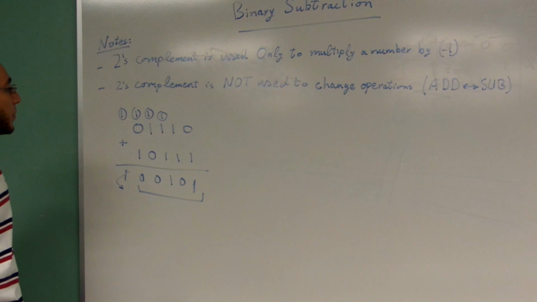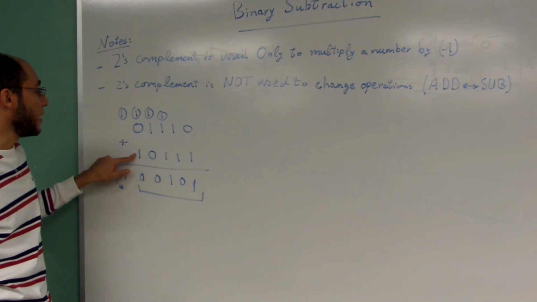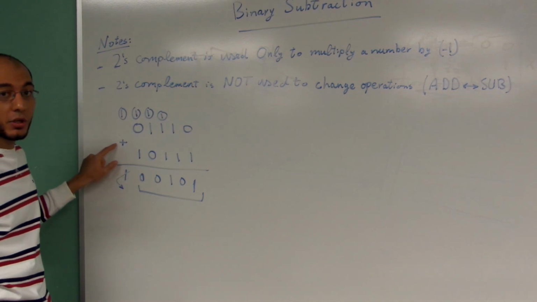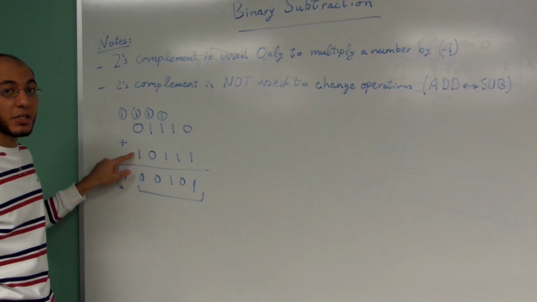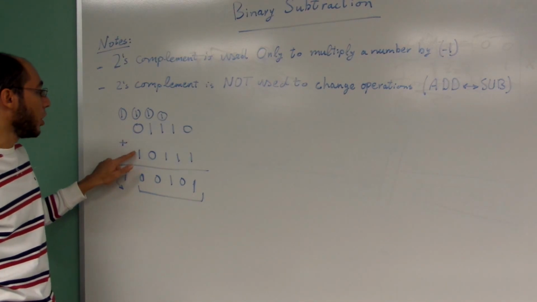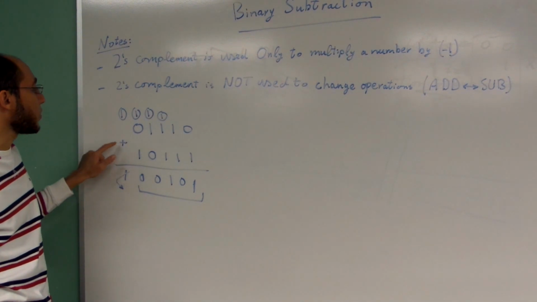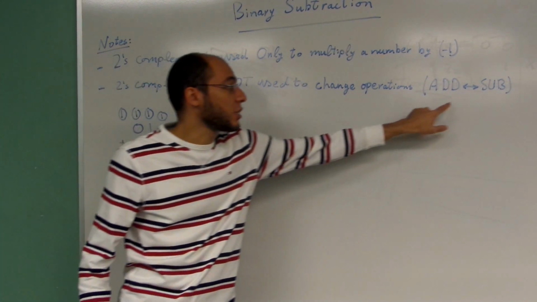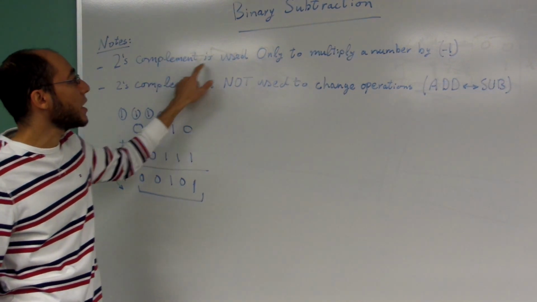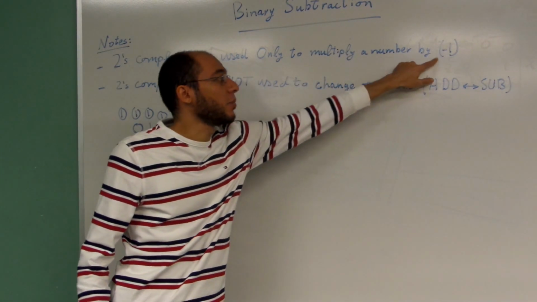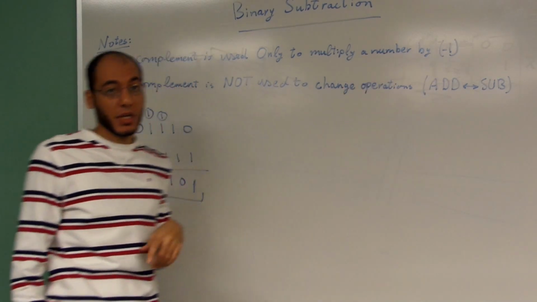So a lot of people get confused, and even if they see here an addition operation, they look at the second number and find it to be a negative number, and that's why they take the 2's complement. Although you should not take the 2's complement here. The 2's complement is not associated with addition or subtraction operations. A 2's complement is associated with multiplying by -1. So you do the 2's complement whenever you see a multiplication by -1.